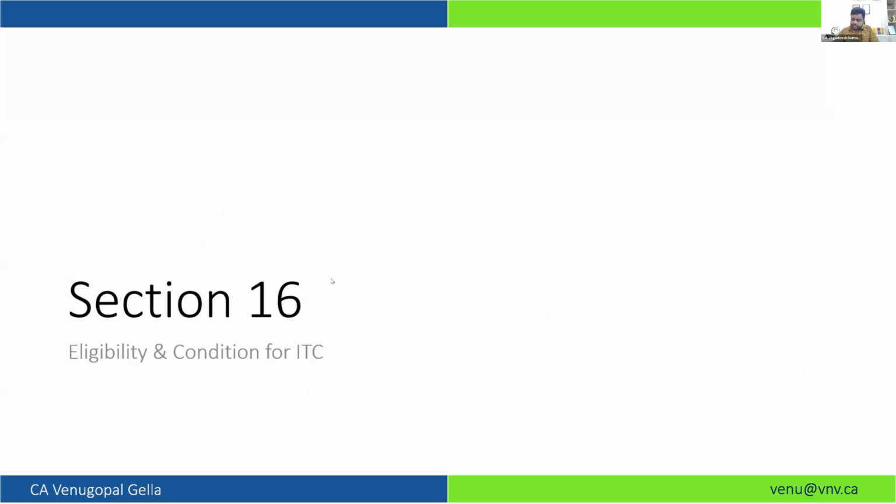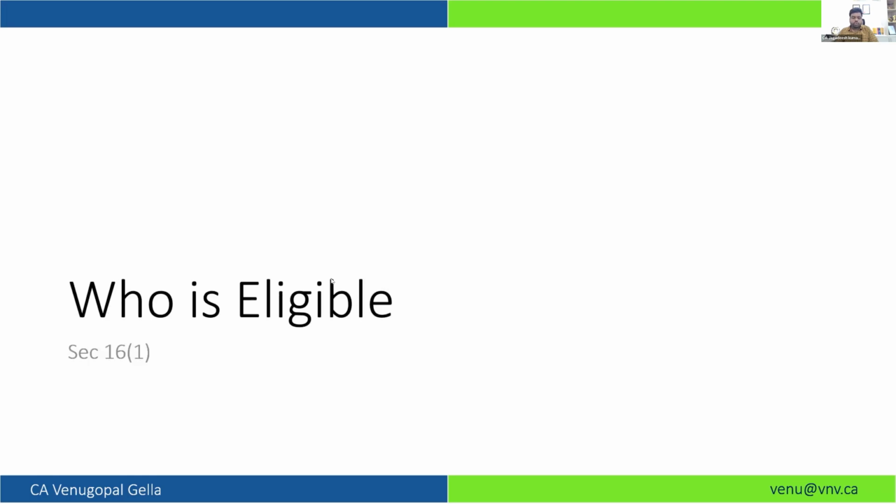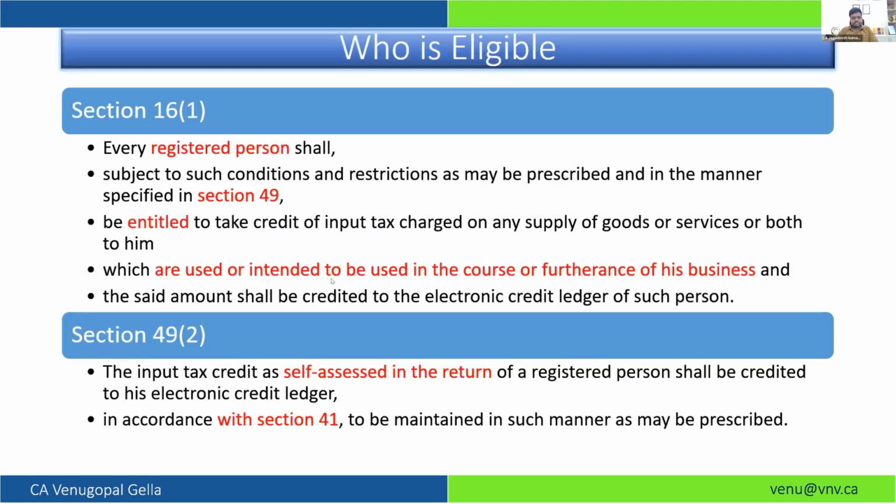Now we'll see what is section 16. In section 16, we'll have the eligibility and conditions for availing the ITC. So who can avail the ITC? We'll see section 16, subsection 1. Every registered person. So it starts with every registered person. That means only a registered person can avail the ITC.